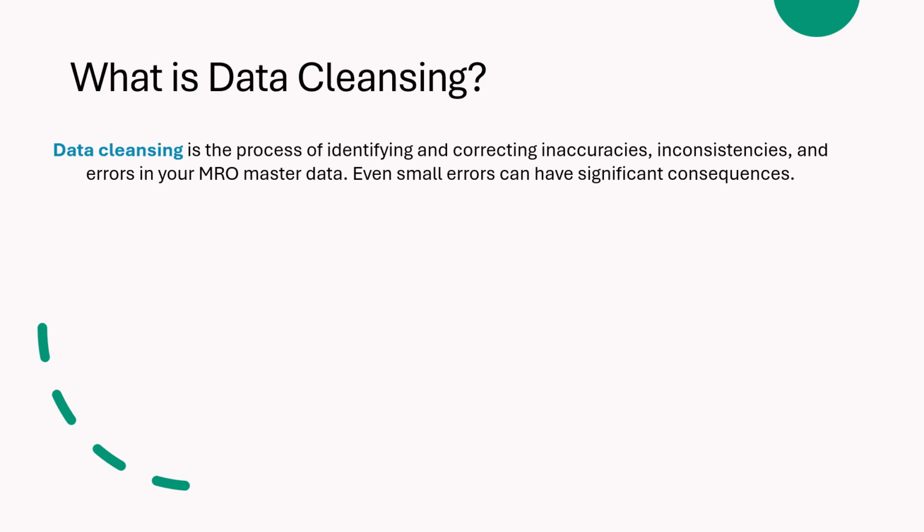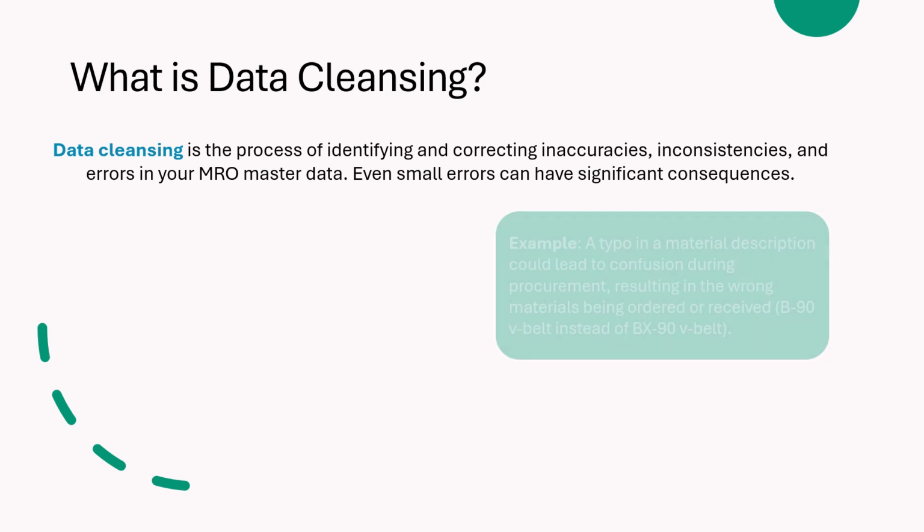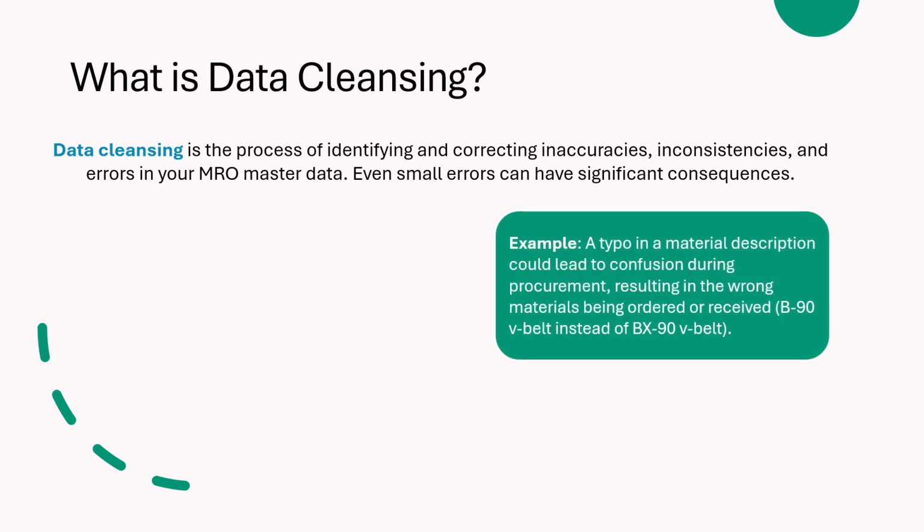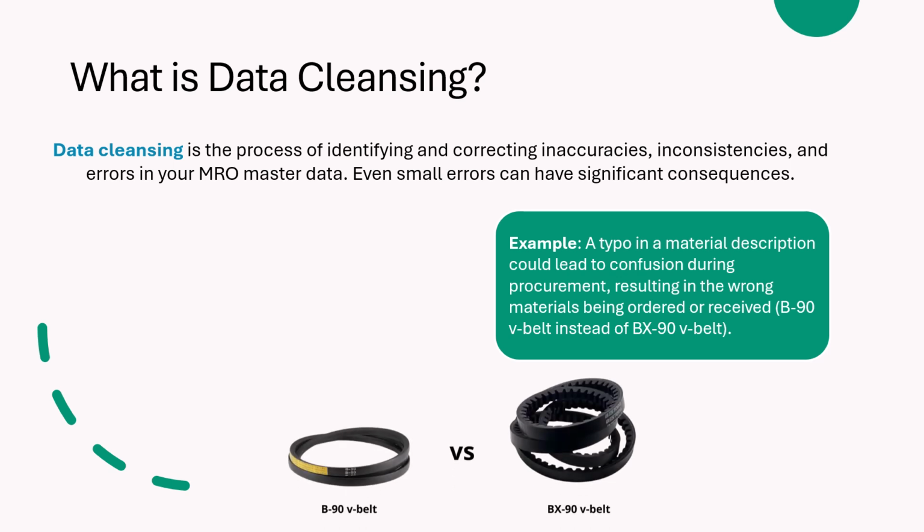Data cleansing is the process of identifying and correcting inaccuracies, inconsistencies, and errors in your MRO master data. This is a critical step because even small errors can have significant consequences. For example, a typo in a material description could lead to confusion during procurement, resulting in the wrong materials being ordered or received. On the screen, you'll see that while a B90V belt and BX90V belt are only one letter away, that letter makes a big difference in what item you receive. Accuracy in entry here is essential.